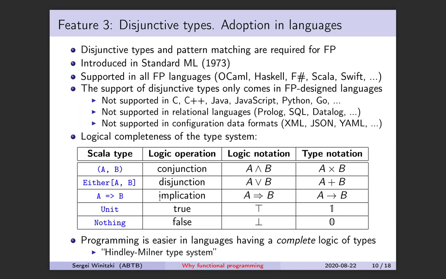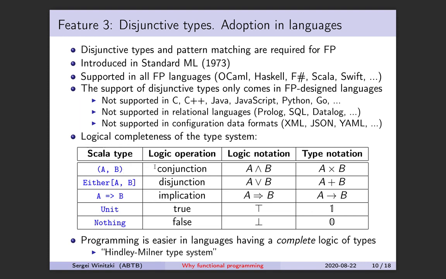Another thing that is important about having disjunctive types is that it makes the type system logically complete. Now, this is a purely theoretical and mathematical property, but it turns out that this logical completeness has specific practical advantages. And what is this logical completeness? Consider the possible type constructors that you can have, say in Scala. There are tuples. There's the Either type, which is the standard disjunctive type. There's a function type. There's a unit type and a nothing type. The unit type has only one value. The nothing type has no values.